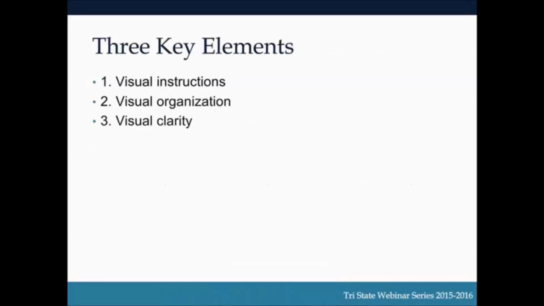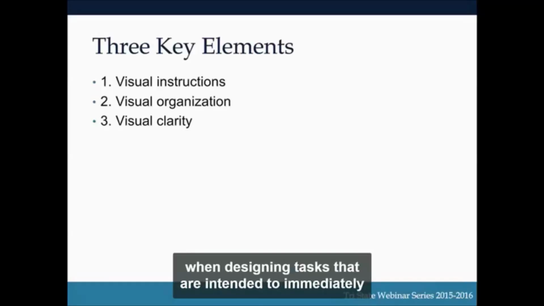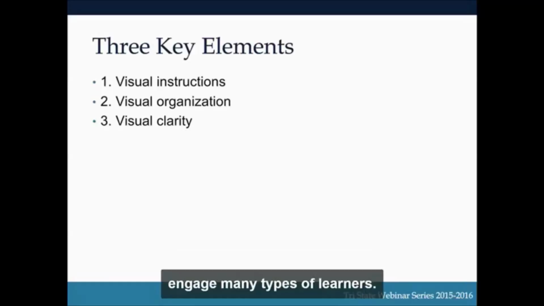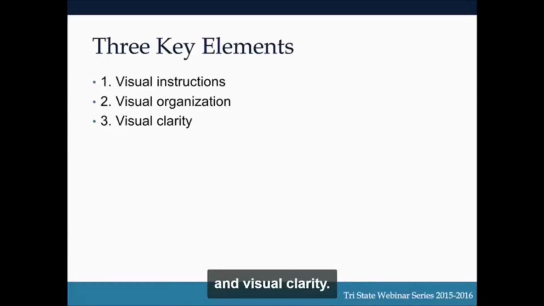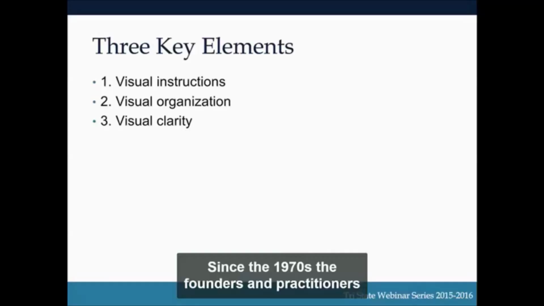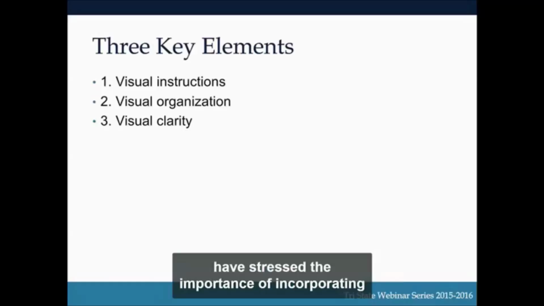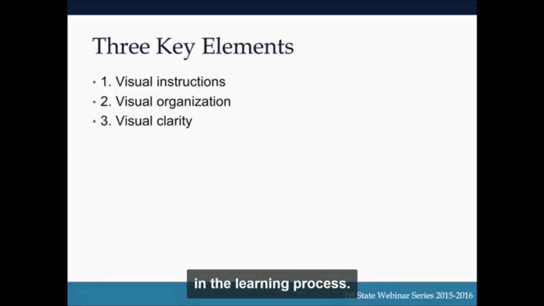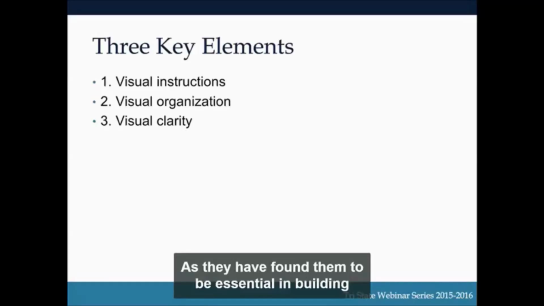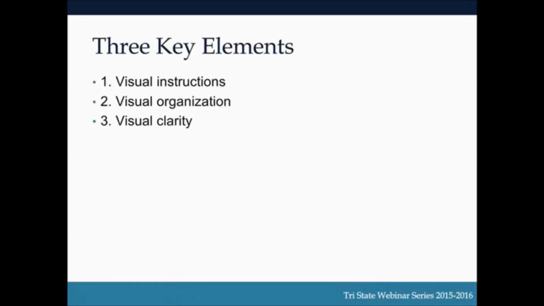There are 3 key elements to keep in mind when designing tasks that are intended to immediately engage many types of learners. They are visual instructions, visual organization, and visual clarity. Since the 1970s, the founders and practitioners at Division TEACCH in North Carolina have stressed the importance of incorporating these 3 key elements for students engaged in the learning process, as they have found them to be essential in building meaning and understanding for the student with autism.